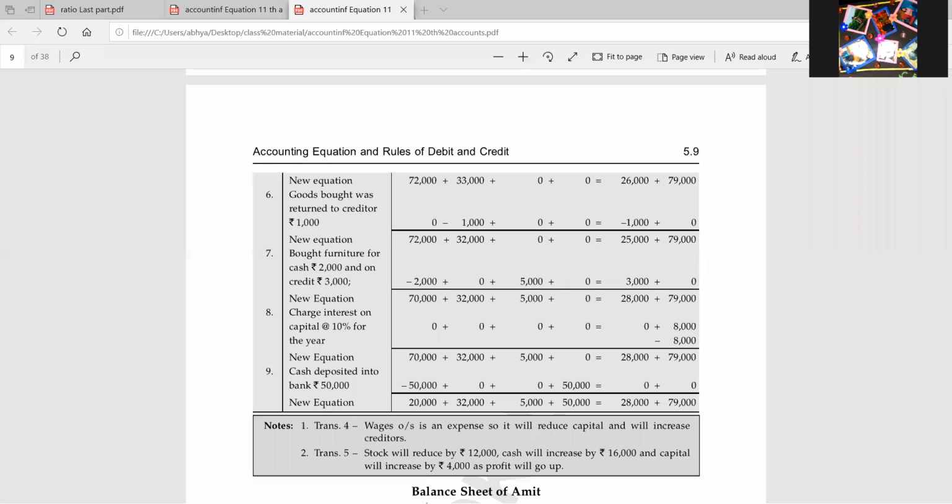Now we have just come to the last transaction. That is the cash deposited into bank, 50,000. Now tell me which two accounts will be affected? Cash deposited into bank. Yes, cash and bank. Definitely these two accounts are going to be affected. Then tell me which is going to increase and which is going to decrease. Yes, we have deposited our cash in our bank account. So bank account will be increased and cash account will be decreased.